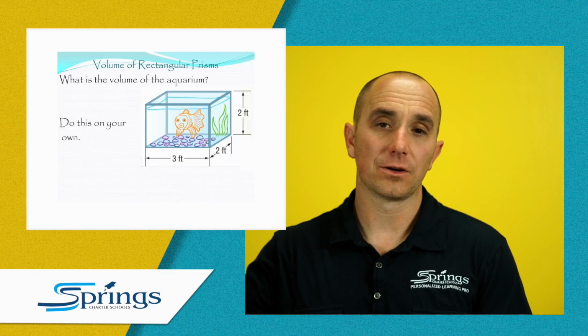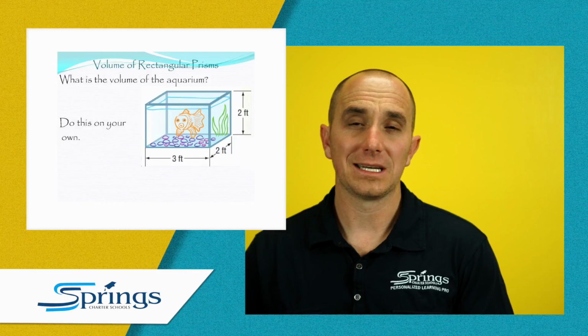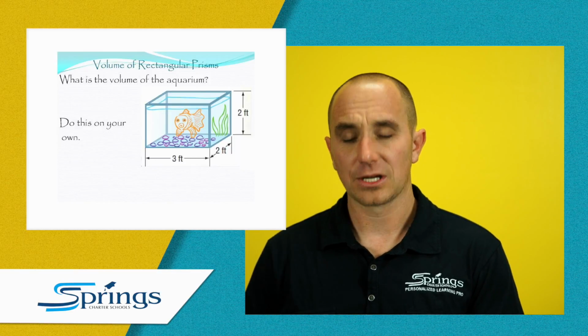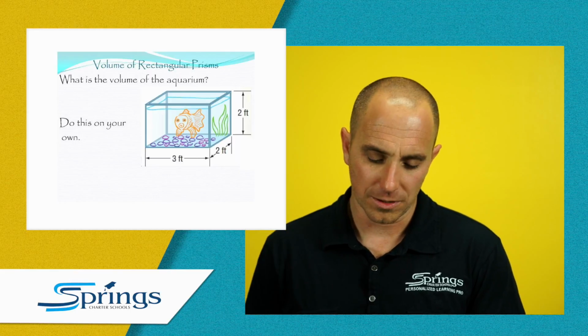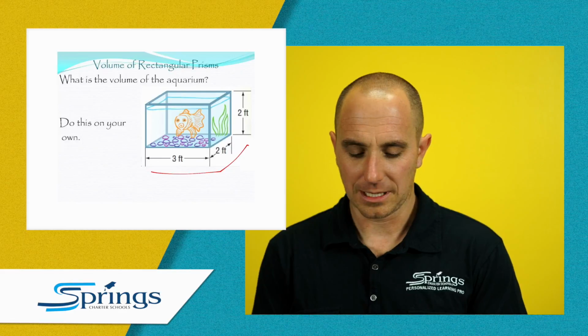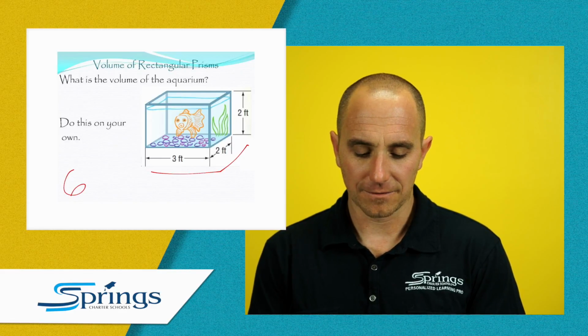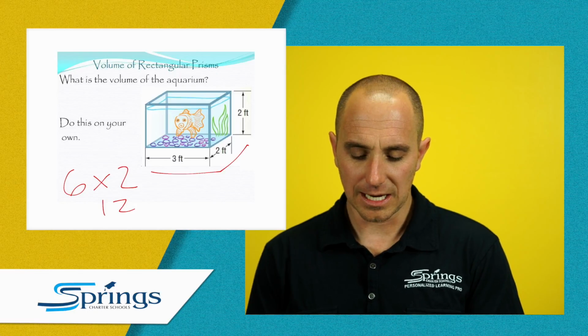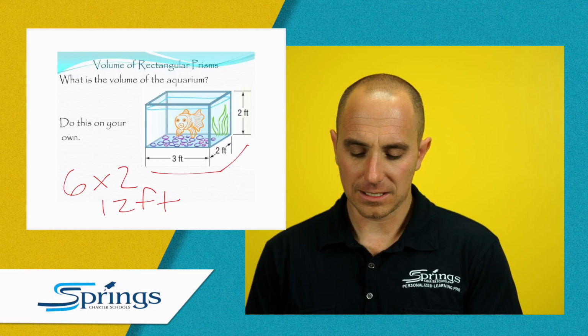So we're finding either length times width times height, or we're finding base. I think I'm going to find base because my numbers are pretty simple. If I'm filling an aquarium and I need to know how much volume it can hold, I'm going to look at my base, and I have my base is 3 and 2. Well, 3 times 2 is 6. And then I have a height of 2, so 6 times 2 is 12. So in this case, it's 12 feet cubed.